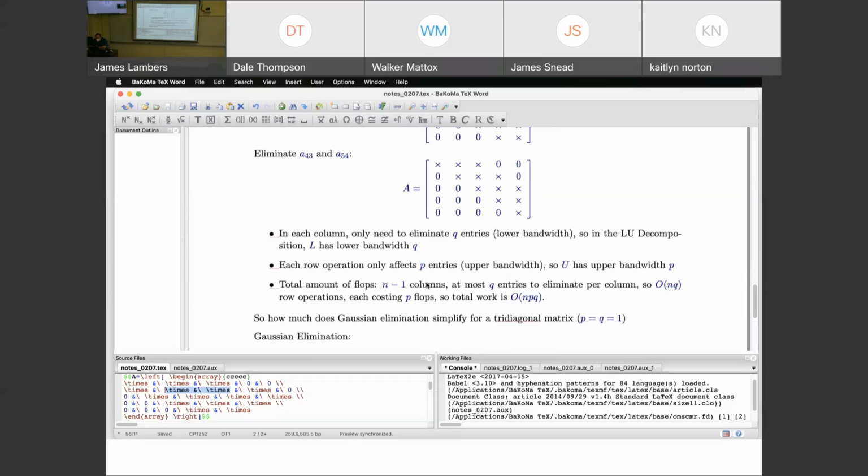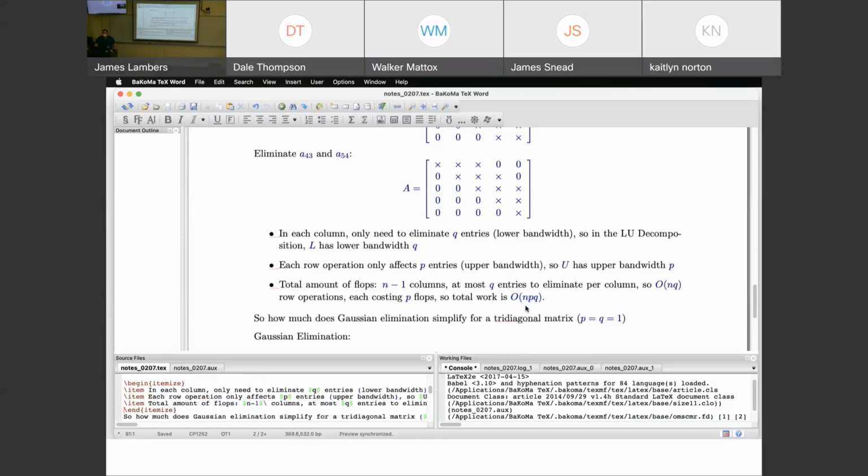So what's the total work? Recall that before, for the general case, Gaussian elimination takes 2/3 n cubed floating point operations. But now you're working with n-1 columns, and you have at most q entries to eliminate, so the number of row operations you have to perform is on the order of n times q. Because of the upper bandwidth, each one of those row operations does not cost order n operations, but rather order p. So the total amount of work is order n times p times q.